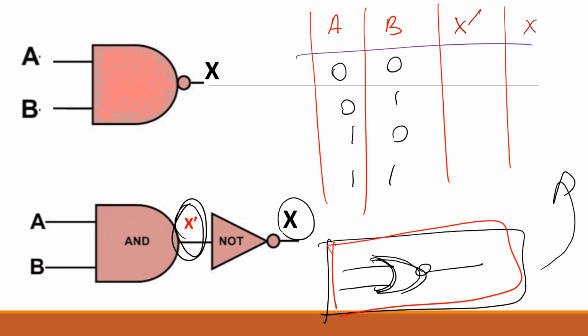So OR gate means you have like this. Am I right? And the output will be 1, 0, 0, 0. This is for this. Make sense? Are we good? Okay. Can I move on?